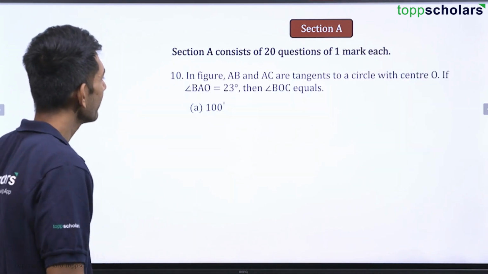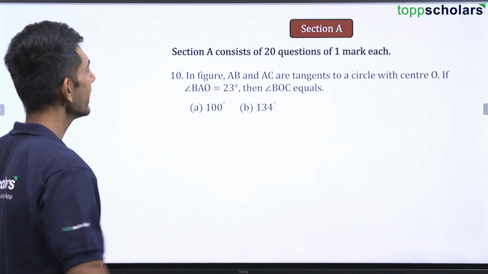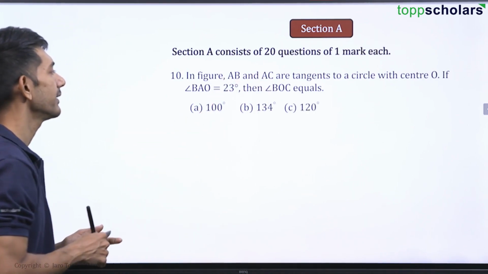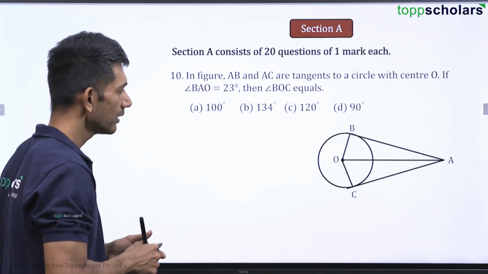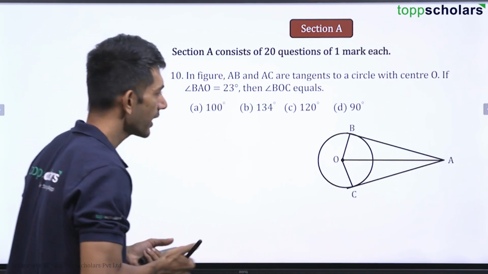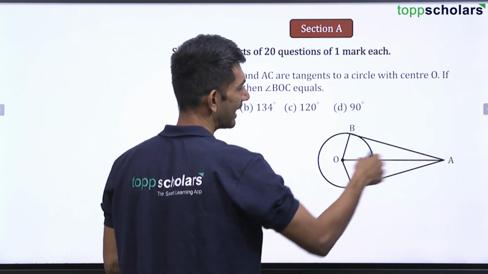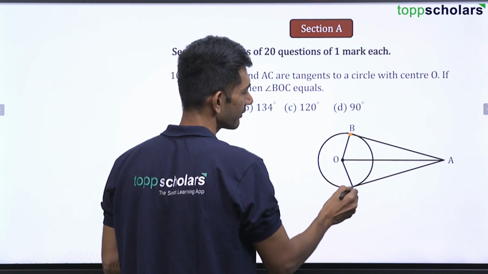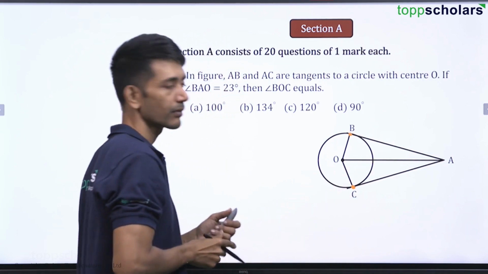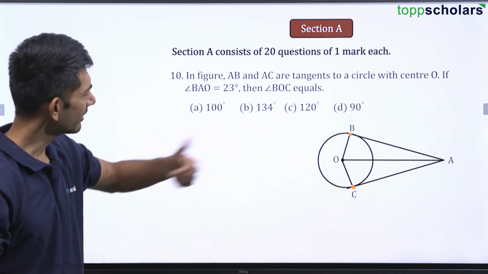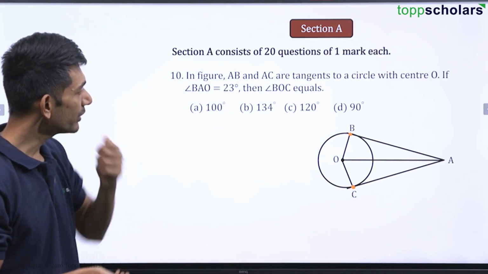Okay, here we have a new question. In the figure, AB and AC are tangents to a circle with center O. That means there is a circle with center O. There are two tangents, AB and AC, at points B and C respectively. Then angle BOC is equal to what?